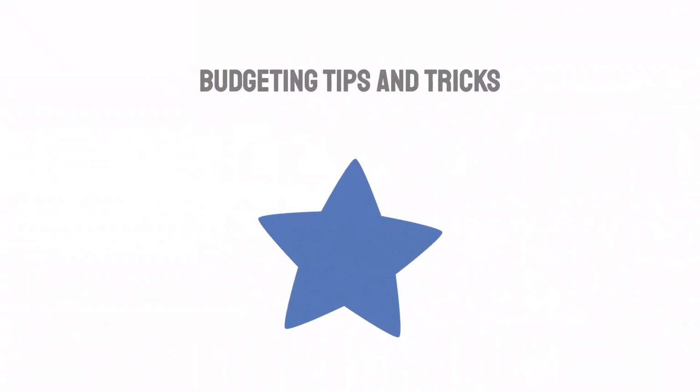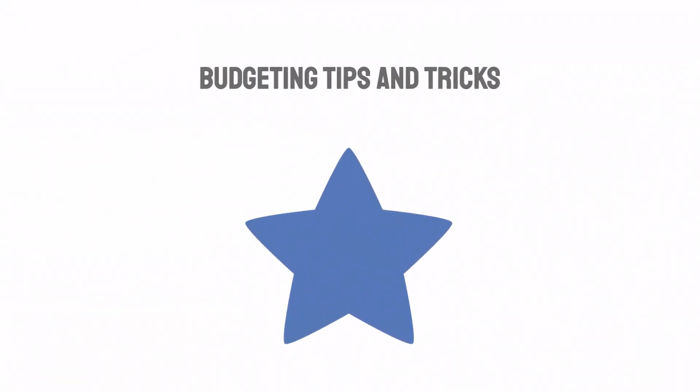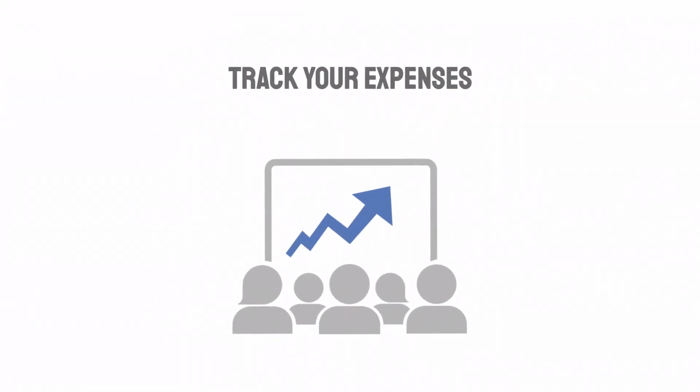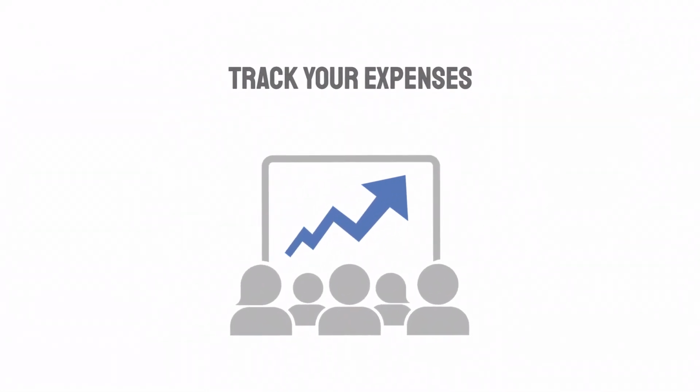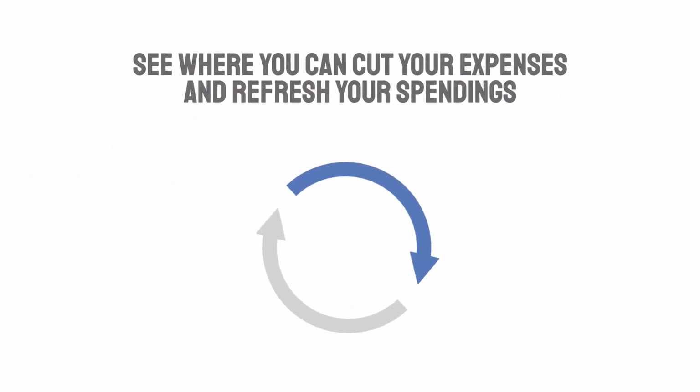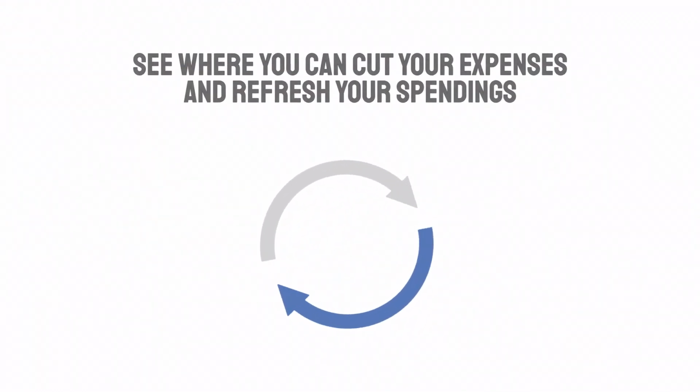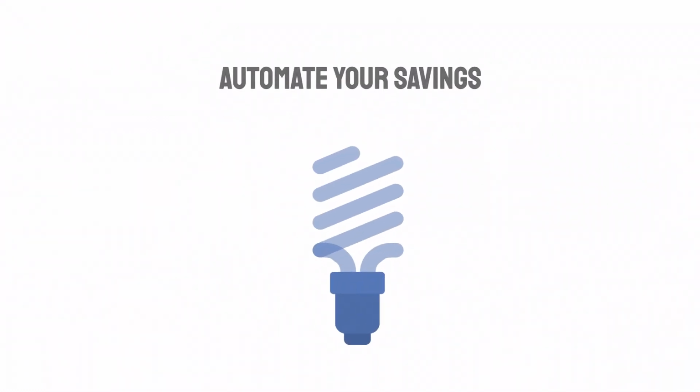Let's go through some additional tips and tricks to ease your budgeting. Track your expenses. List out your expenses for a month or two to get a better idea of where your money is going. This can help you identify expenses that are more in the wants category and make adjustments to your budget. Automate your savings.